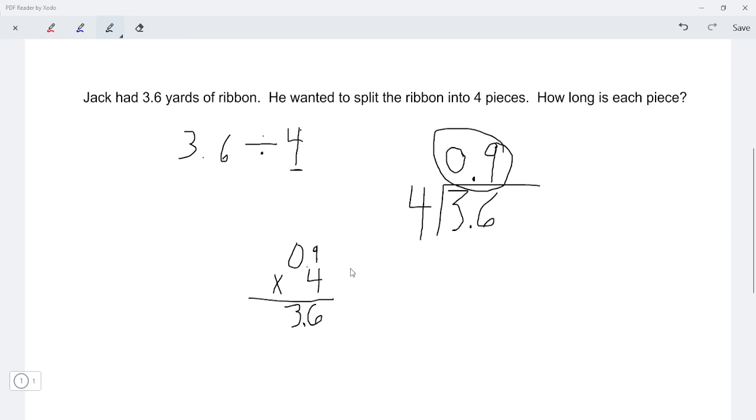So hopefully that was helpful and showed how to divide or do some division word problems.